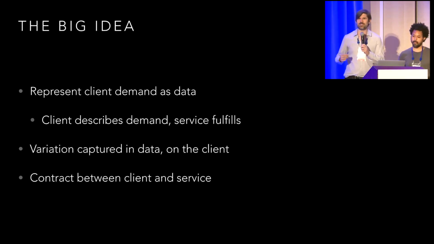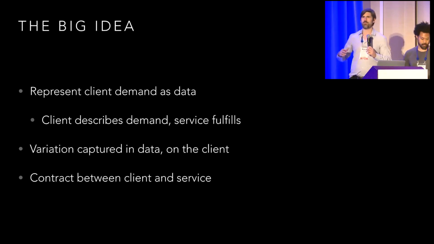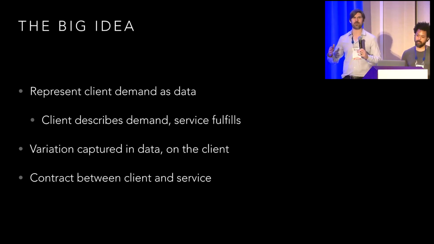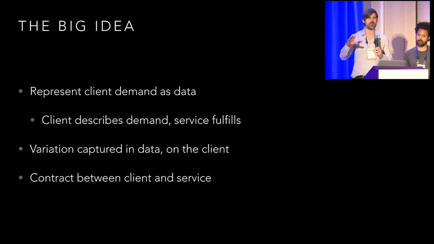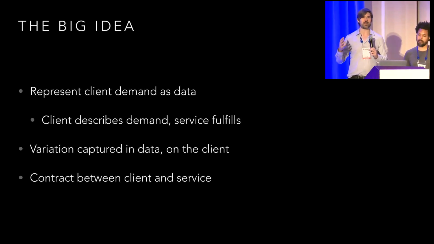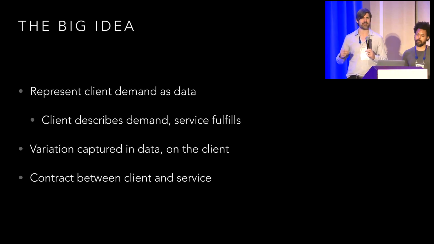Representing the client's demand as data is really the big thing, and that immediately buys us two important properties. First thing is it provides us a specific place to capture all the variation in the client's demand. If the client decides it needs a new piece of data, it has a single data structure that it can change, and it doesn't have to change any code. And that variation is also captured on the client. If the client decides it needs a new key value pair from the service, code doesn't need to change at all. The variation is captured on the client.